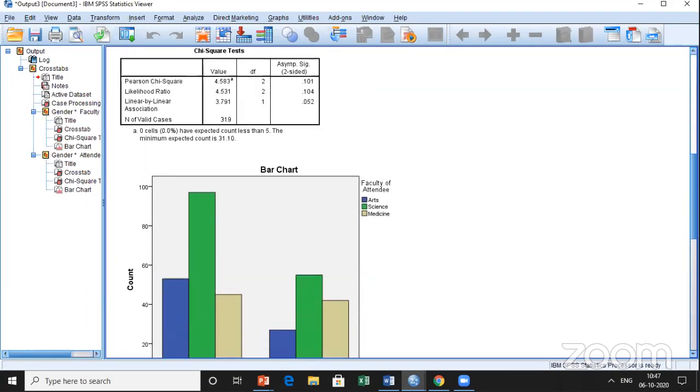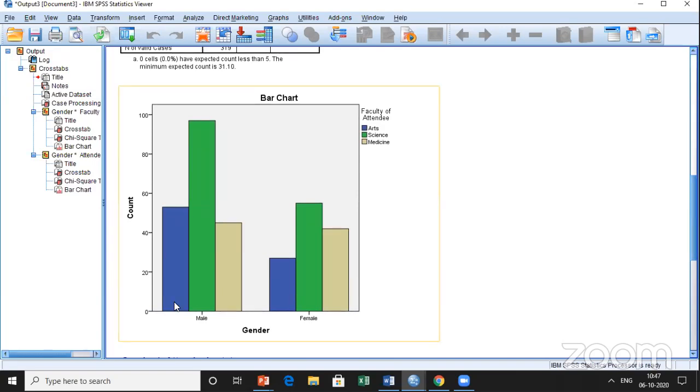Then next, this is how I do it. This is my clustered bar chart. So the male distribution is this: blue is arts, green is science, and this ash color is medicine. So this is how you get the male, and then here you also get the female, right?